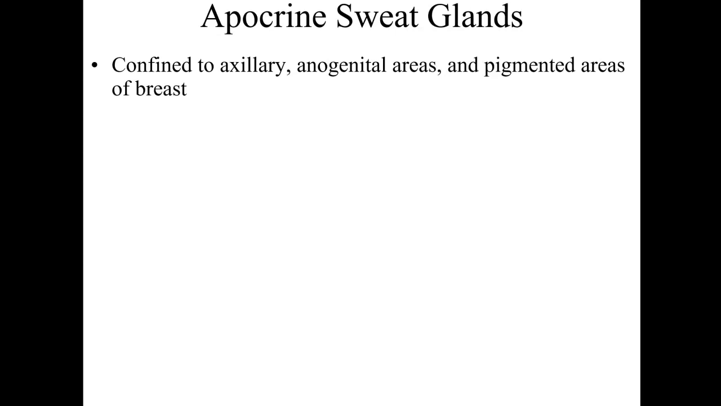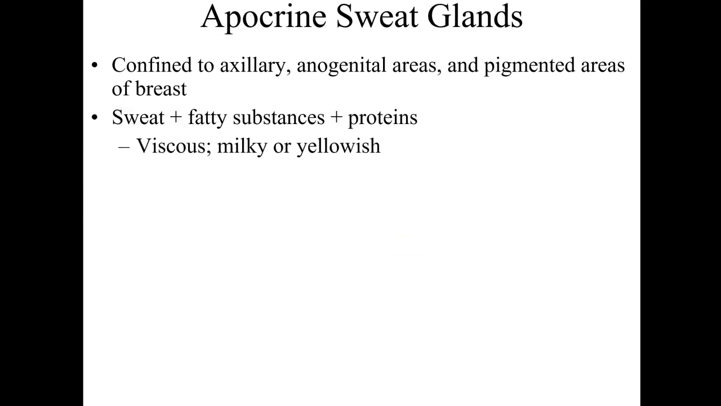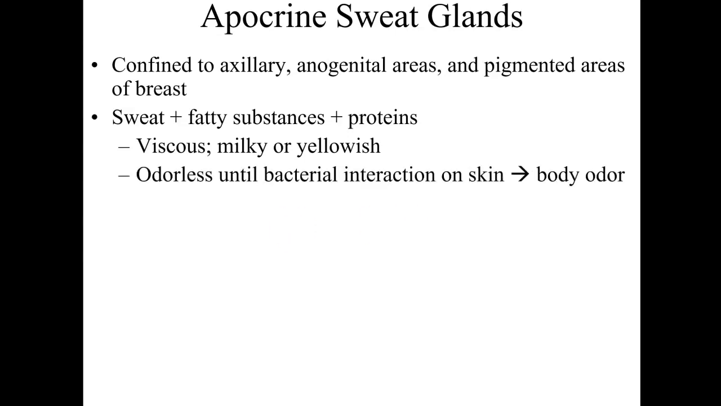So these are going to be confined to the axillary or anogenital areas, also pigmented areas of the breast. They're going to release a substance consisting of sweat, a fatty substance, and proteins. So it's going to be very viscous, almost milky or yellowish. When it comes out, it's in very small amounts, so you don't actually see that. It's odorless until bacterial interaction with it on the skin, and that's what's going to give you body odor.